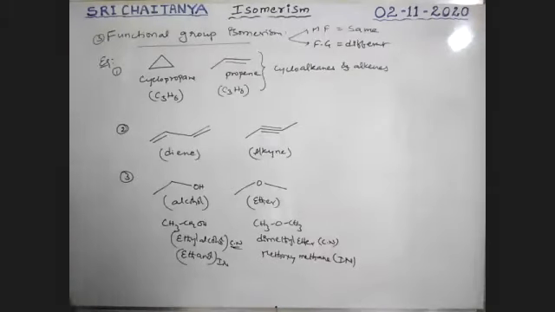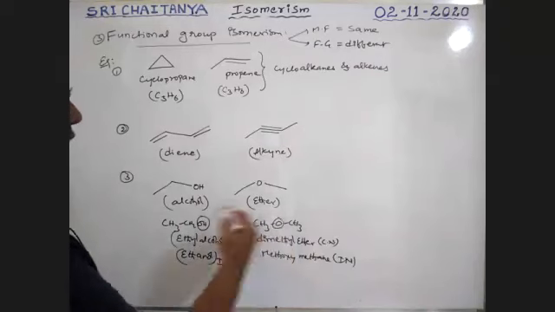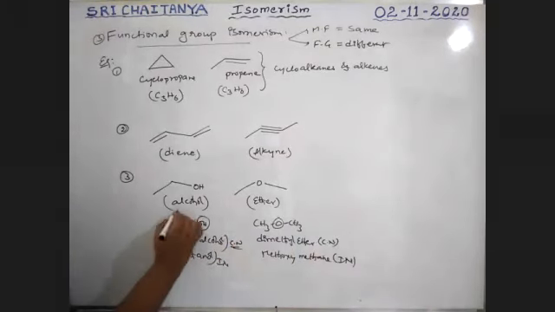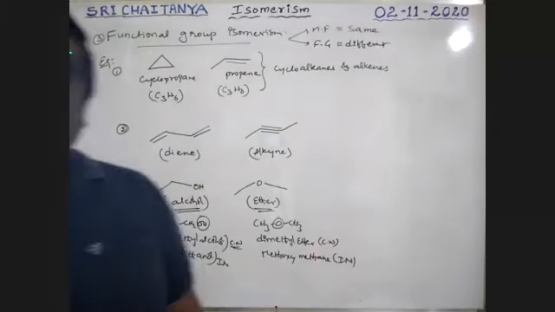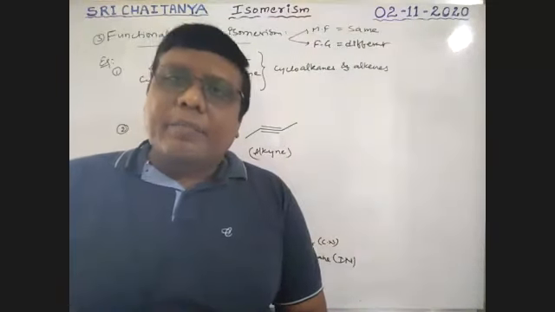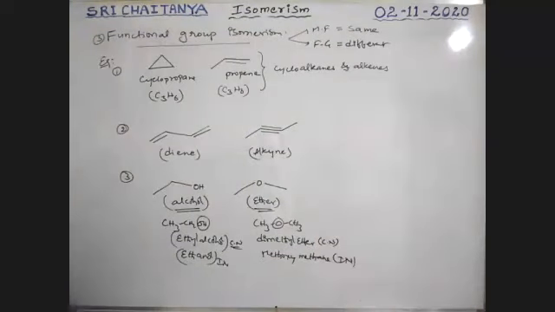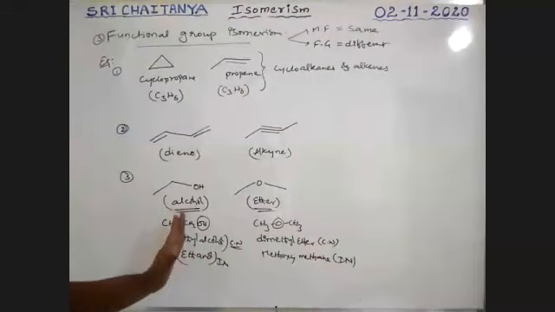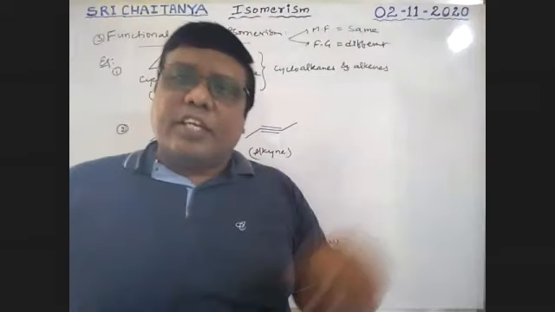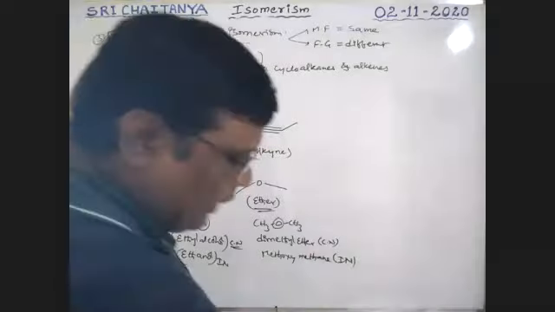See here, both have the same formula, but one has the alcohol functional group and the other has the ether functional group. Therefore, alcohol and ether are functional isomers. What is the functional isomer of ethyl alcohol? That is dimethyl ether or methoxymethane. Alcohols can change to ethers, and ethers to alcohols. Next, some more examples.